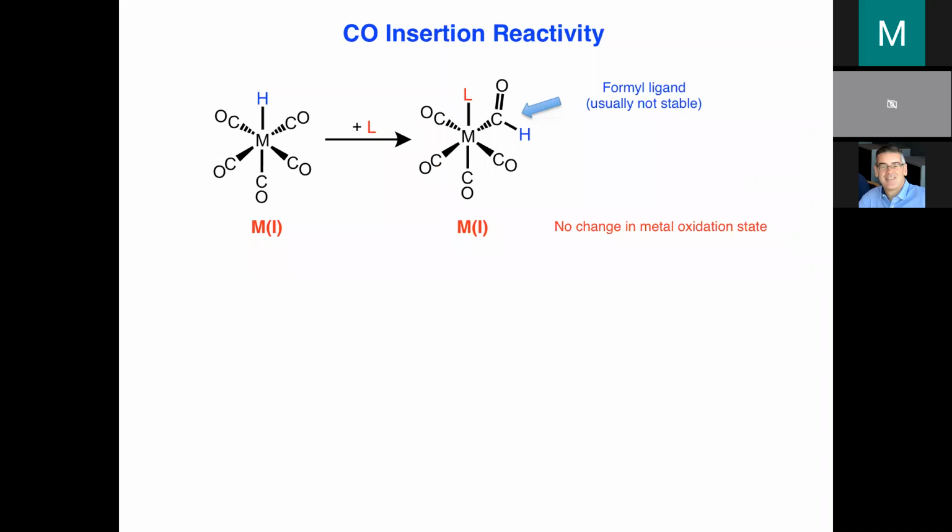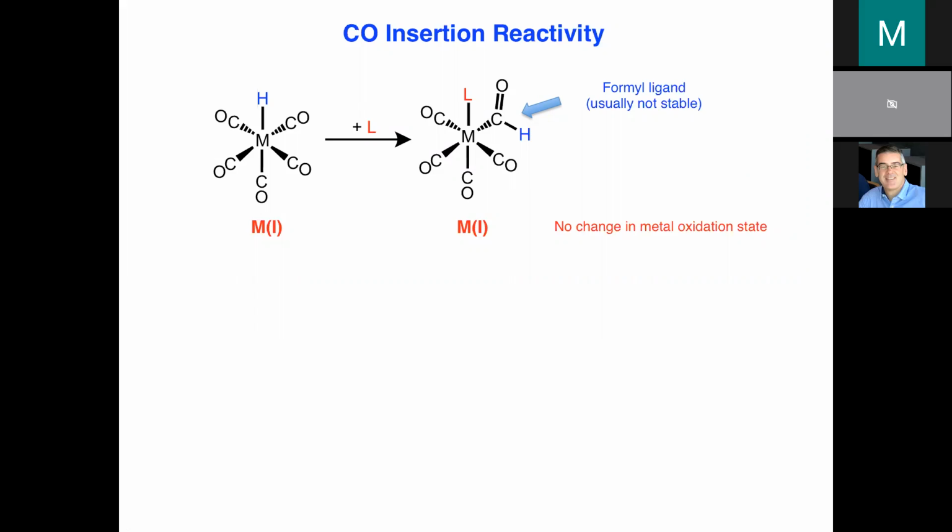Okay, so before we start talking about some specific mechanisms, we need to go over some basic organometallic reactivity that hasn't been covered in this course yet. And so the first that we're going to talk about is insertion reactivity into carbonyl ligands. And so this can be a really important step that can allow us to form a new bond to carbon, here a carbon-hydrogen bond. And so in this first example, we're just looking at the insertion of a hydride ligand, or a hydrogen bound to a metal, into a carbonyl ligand.